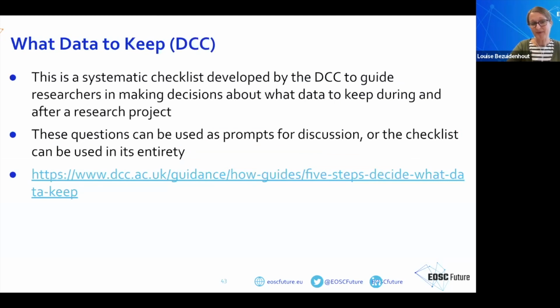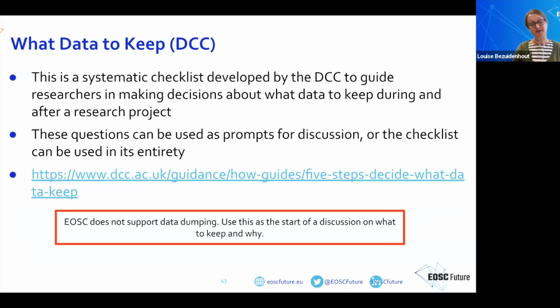What Data to Keep is hosted by the DCC, the Digital Curation Centre, and it's a systematic checklist developed to guide researchers in making decisions about what data to keep during and after a research project. It can be a useful tool because, of course, EOSC supports sharing of data, but does not support data dumping. So this can be used as the start of a discussion on what to keep and why, and to roll that discussion into what to make FAIR.